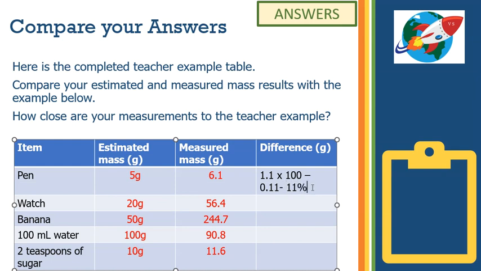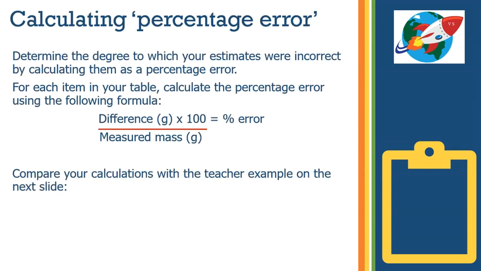So it's an 11% difference between the estimated mass and the measured mass of the pen. So following the formula provided on the next slide, and you can pause the video at this point if you need to, and copy it down, calculate your percentage errors for your estimated mass and measured mass. And when you're ready to check your answers, restart the video.